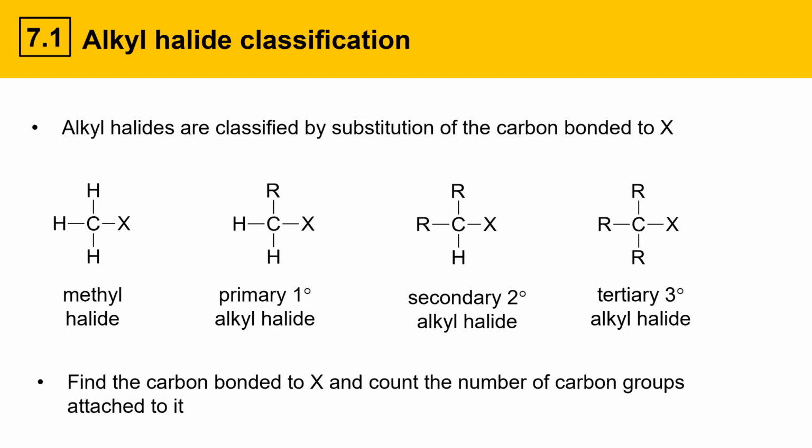And here the key is find the carbon that's bonded to the halogen, the X group, and then count the number of carbon groups that are attached to it, and that defines the type of alkyl halide.